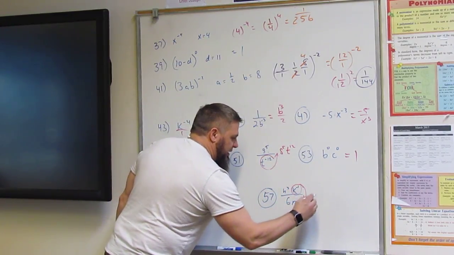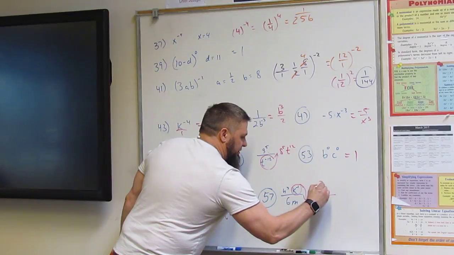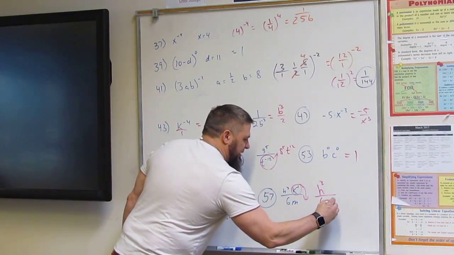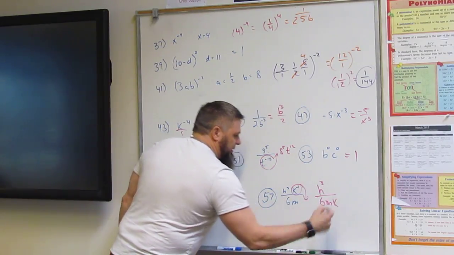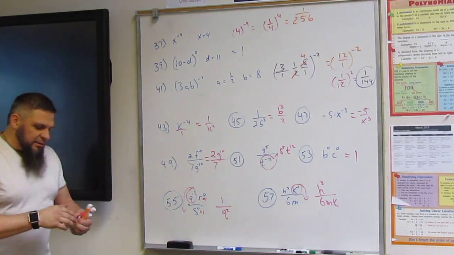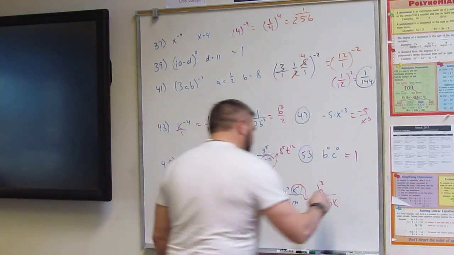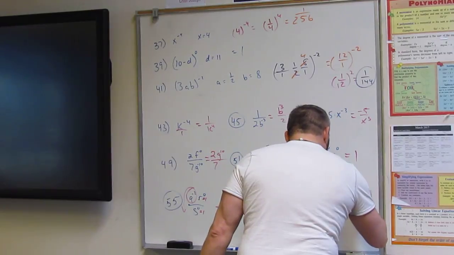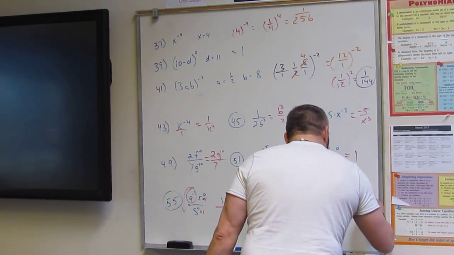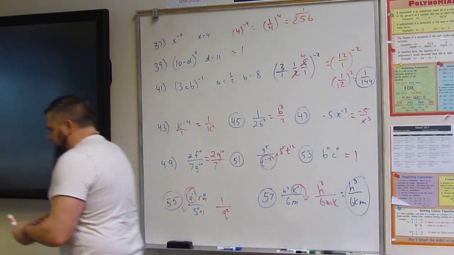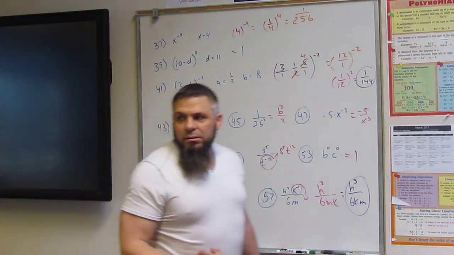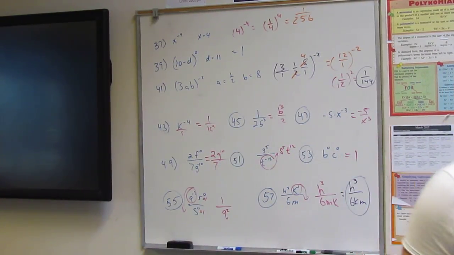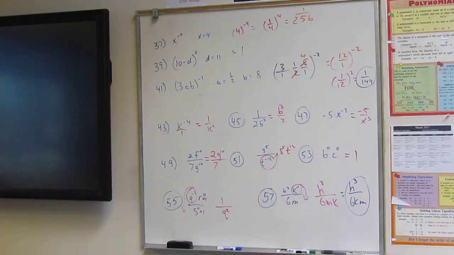Okay? Now same thing here. This goes down there. So I have h to the 3rd, 6 times m, and then k to the 1. Now technically I should write it like this: h to the 3rd, 6km. Why do I write it km? Because k comes before m in the alphabet. That's it. You just have to know your alphabet.